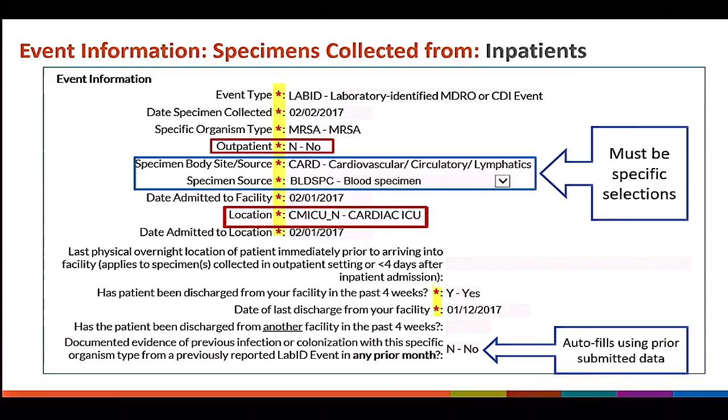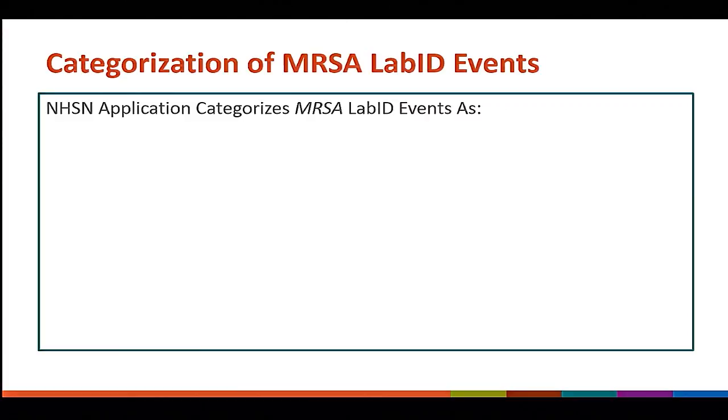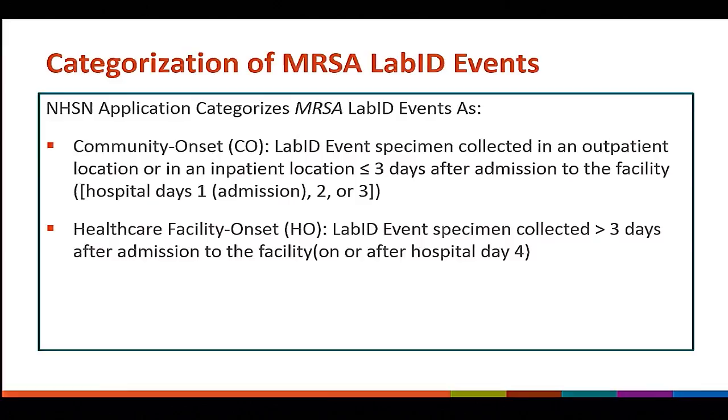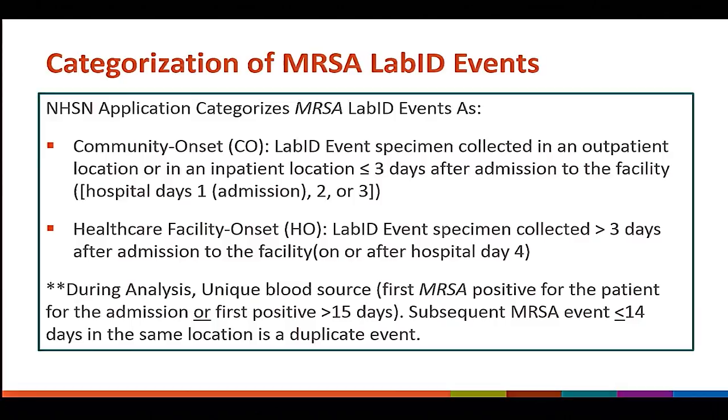So, categorization of MRSA lab events. NHSN categorizes events as community onset, and that's if you have a specimen collected in an outpatient location, so again, your ED or your 24-hour OB locations, or in an inpatient location less than 3 days after admission to the facility. So we're talking hospital day 1, 2, or 3. Your healthcare facility onset is a LabID event where the specimen is collected greater than 3 days after admission, so on or after hospital day 4.